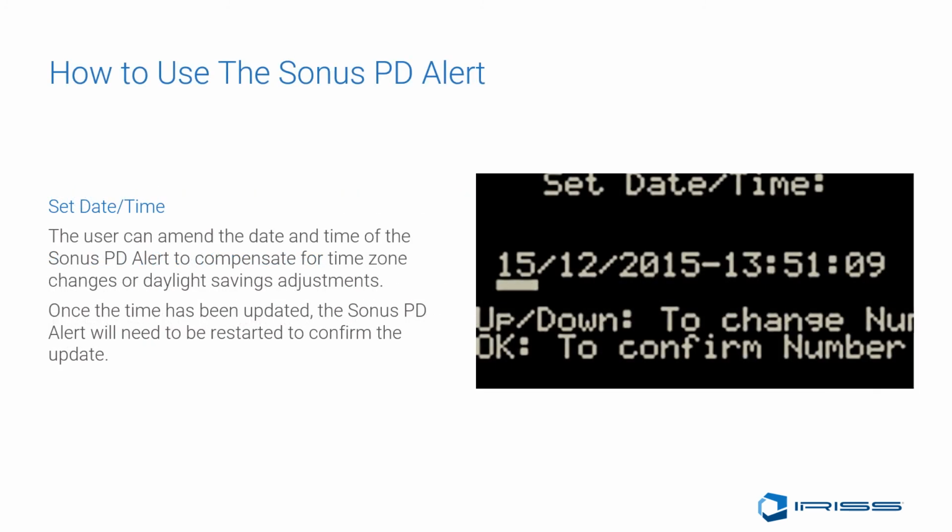Set date and time. This allows the user to amend the date and time of the Sonus PD Alert to compensate for time zone changes or daylight savings adjustments. Once the time has been updated, the Sonus PD Alert will need to be restarted to confirm this update.